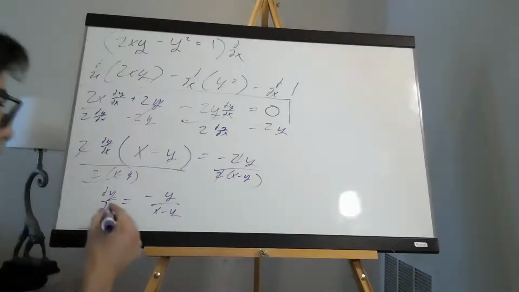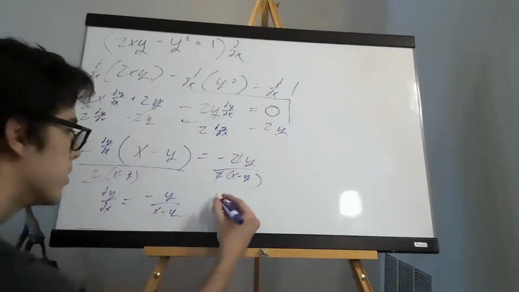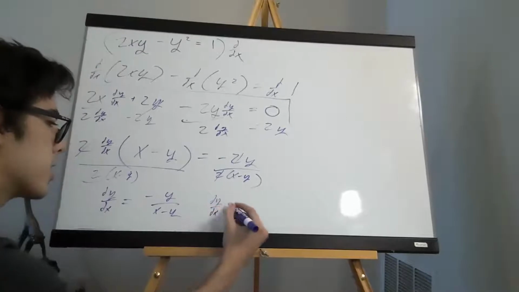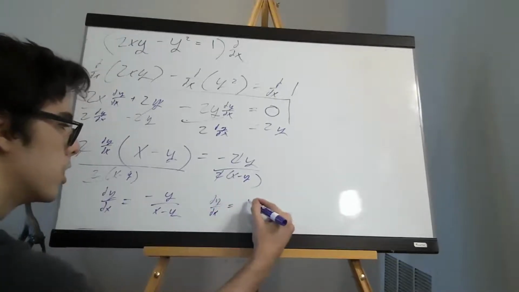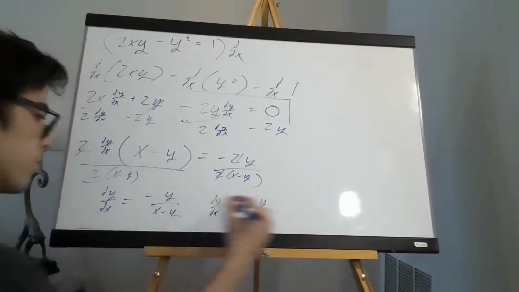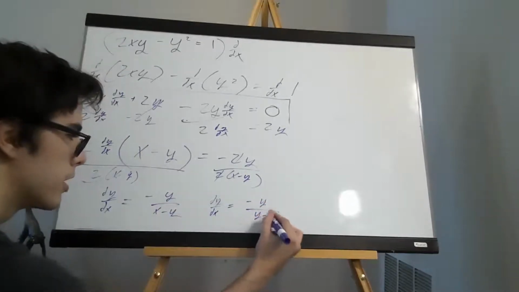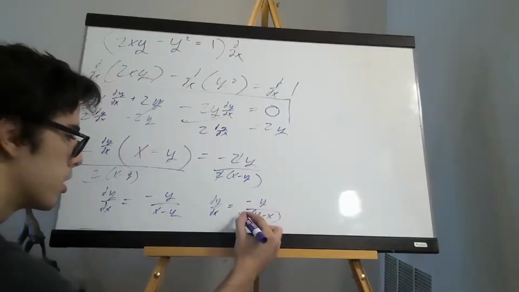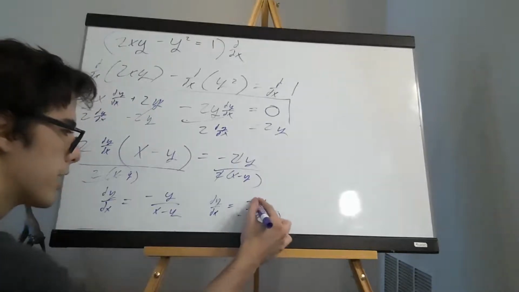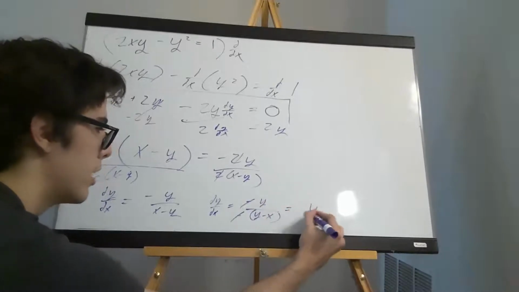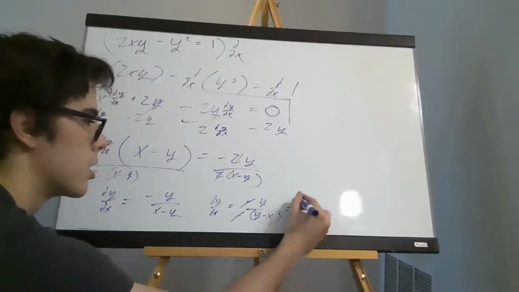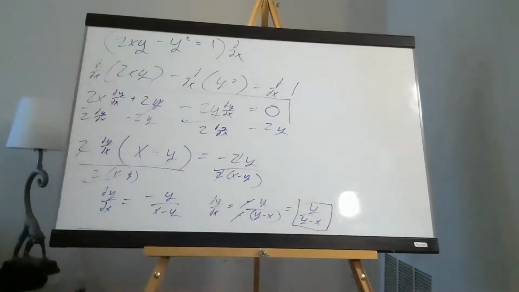Or, you know what? That's kind of ugly. Let's rewrite that. So dy/dx is equal to negative y over y minus x. The negative cancels, and that gives us y over y minus x. So that's a fully simplified answer, but the other one is also correct. So that's some good basic implicit differentiation just to start us off right.